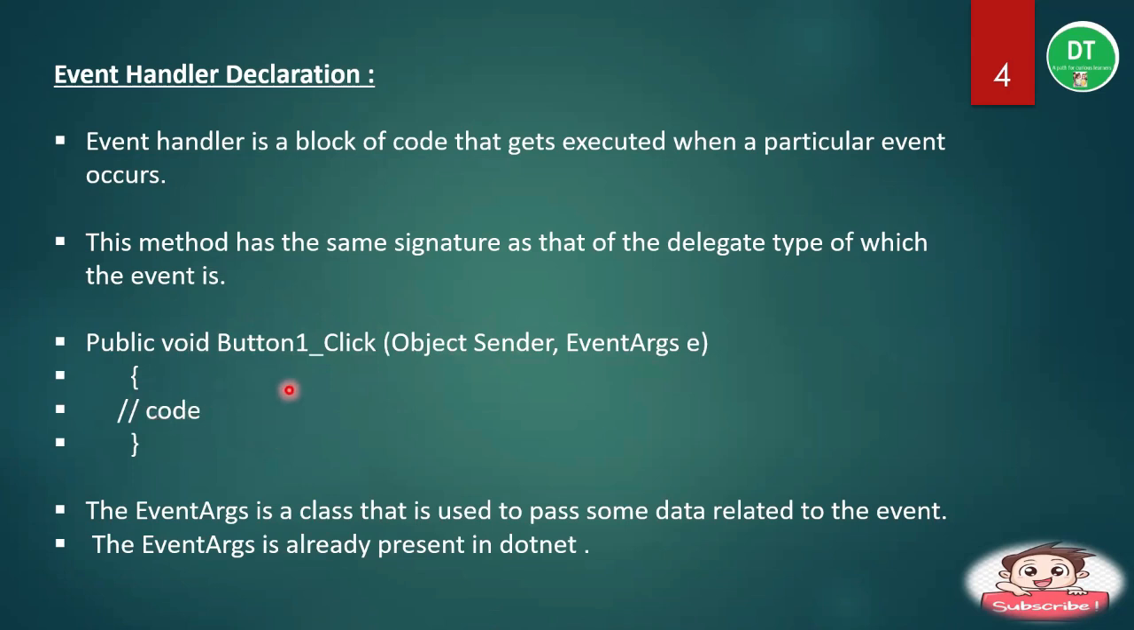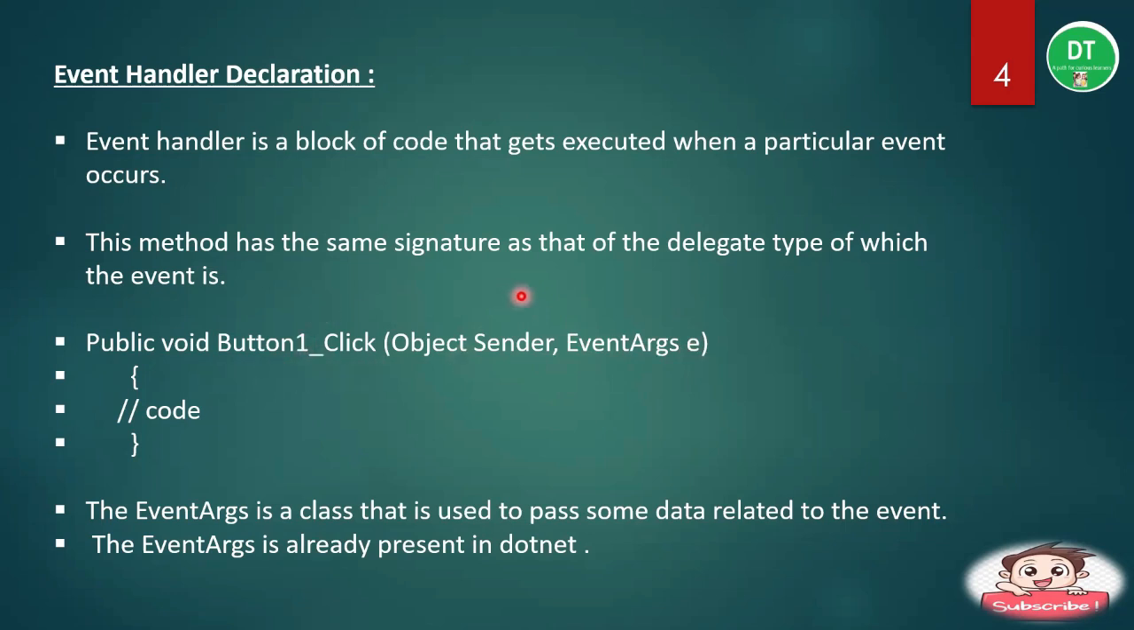EventArgs is a class that is used to pass some data related to the event. So if we want to pass some data, that data will be present inside the EventArgs properties. EventArgs is a class, so it will have properties. That object of EventArgs will be passed to this button1_Click.